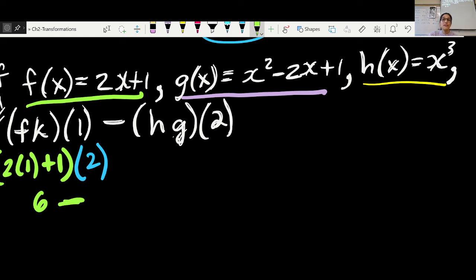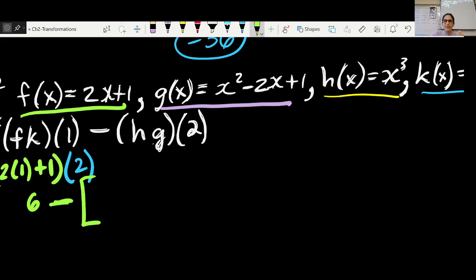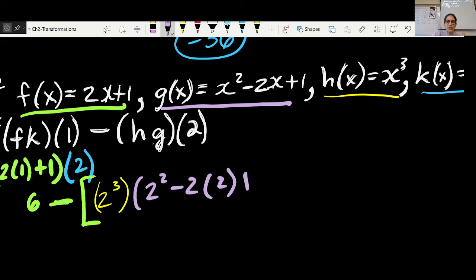H of 2 times G of 2 is what we're working with, right? But we need a big set of brackets to make sure that we keep things straight and we don't forget something. So, H of 2, what's that going to give us? Yeah, so H was x cubed, so it's going to be 2 cubed, right? Times G of 2? Yeah, let's plug it in here. So it's going to be times 2 squared minus 2 times 2 plus 1. So the whole thing just ends up being 1.